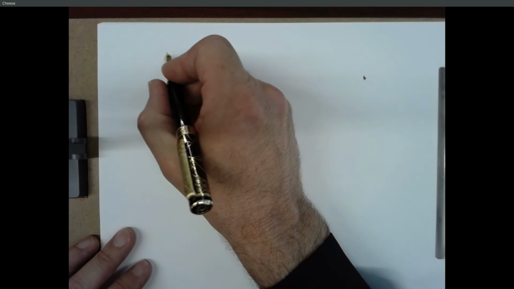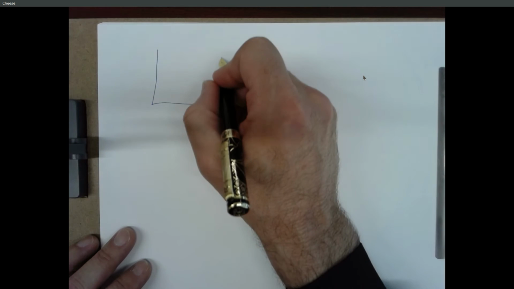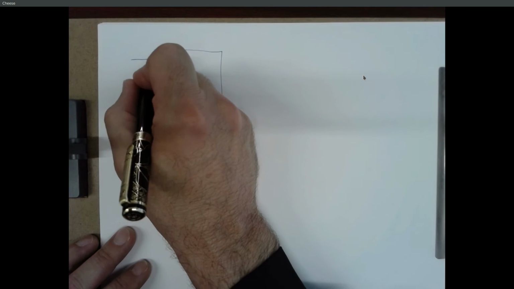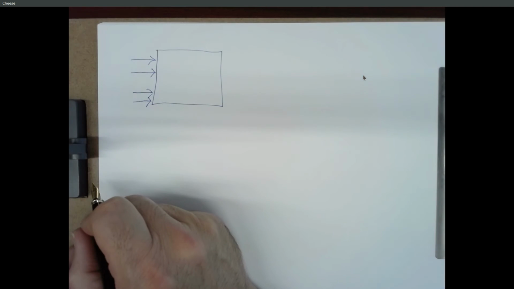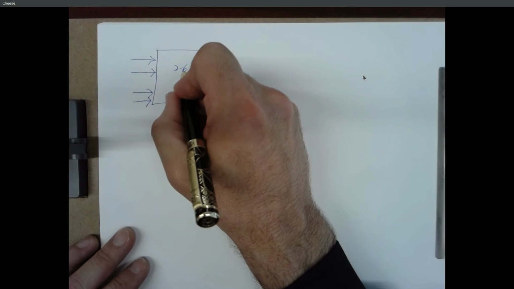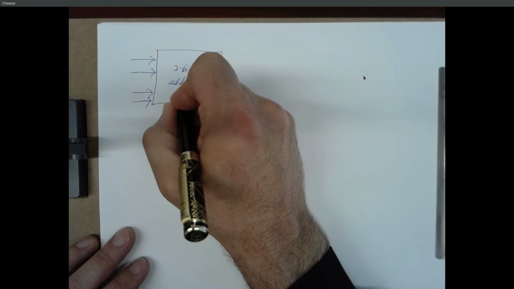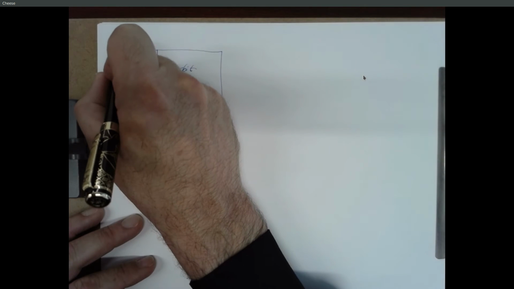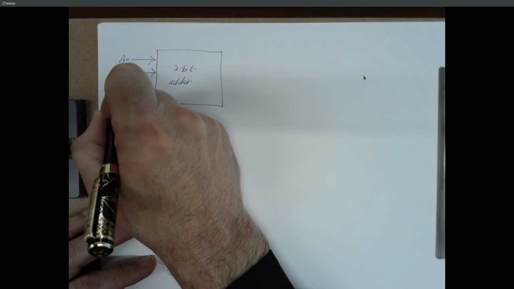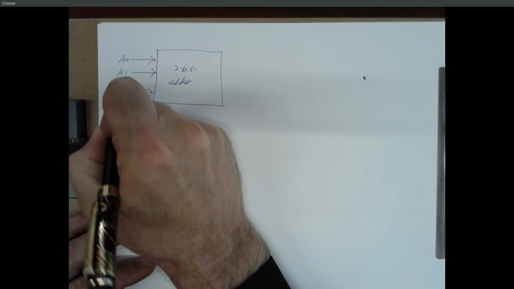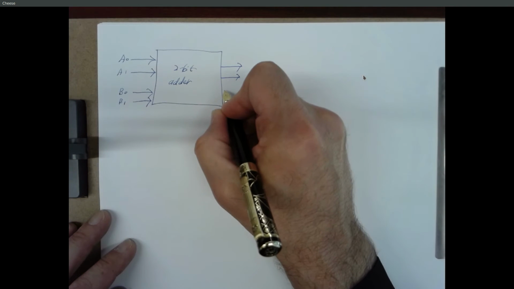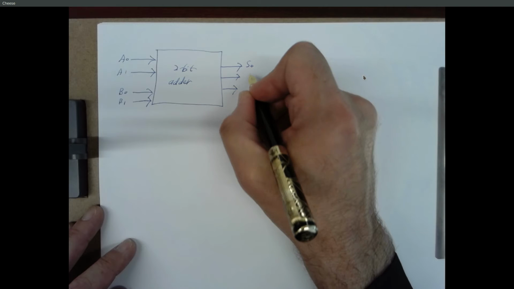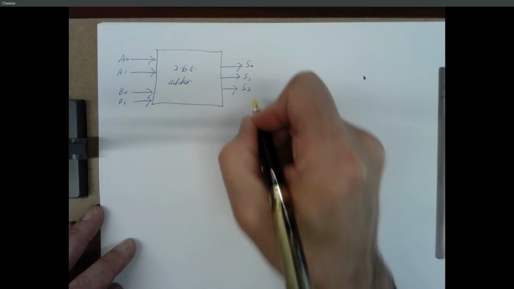So, a view of the circuit without concern for how we implement it, but what does it do? It allows us to input two 2-bit numbers, so I'm going to call this a 2-bit adder. We're going to put in two numbers, A and B, and I'm going to label them as follows: A0, A1, B0, B1. And it's going to produce a 3-bit sum, which I'm going to label S0, S1, and S2.